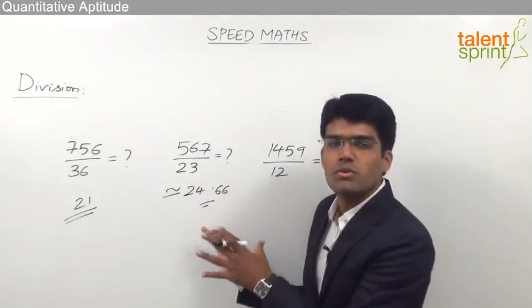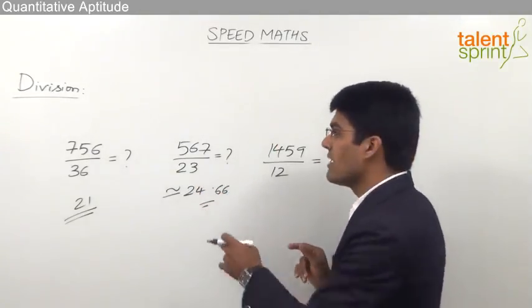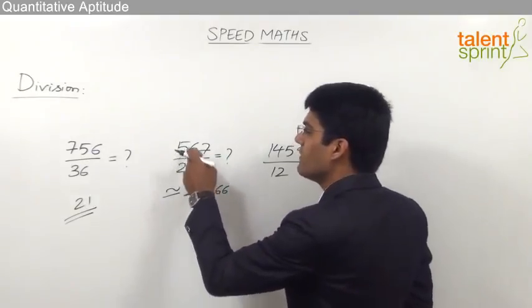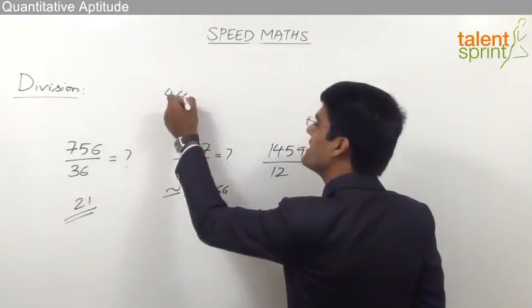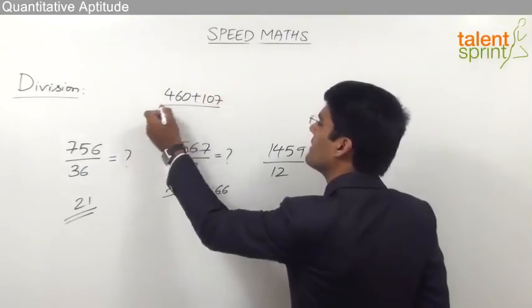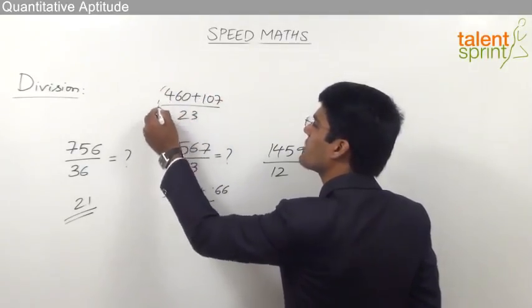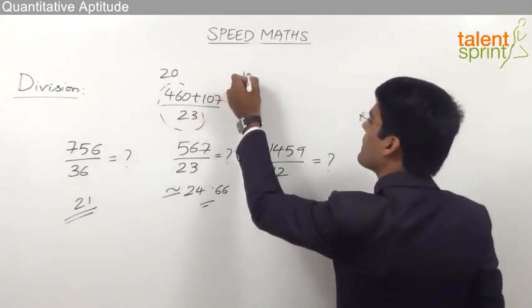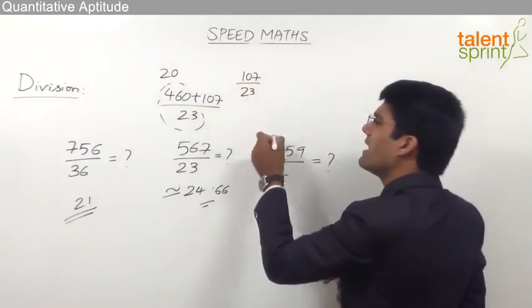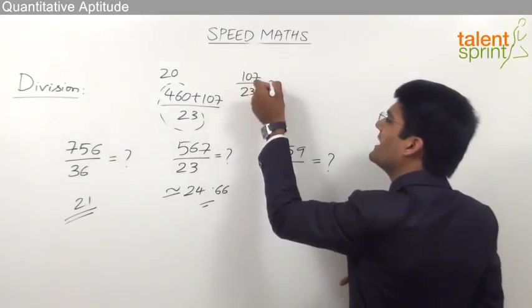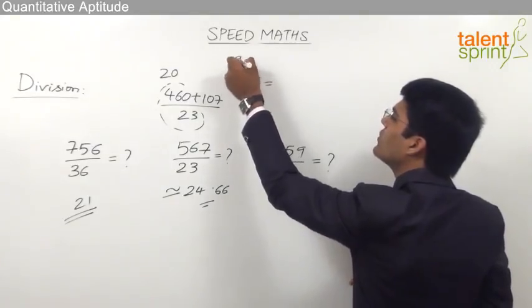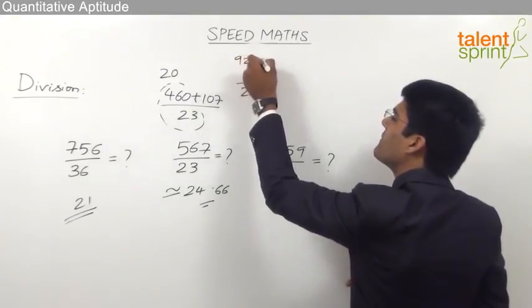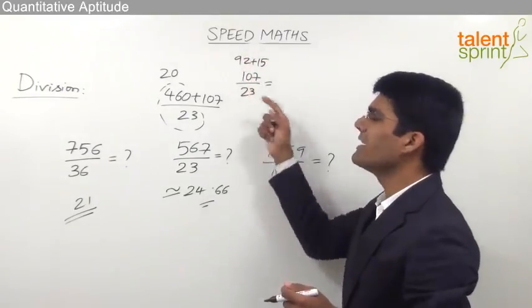Let me just put the solution on board so that you can have a clear picture. 567 by 23. We are taking it as 460 plus 107 divided by 23. So 460 by 23 gives us 20. The left out part is 107 by 23. Again 107 here we can either take it as 92 plus 15. Why? Because 92 by 23 is 4.